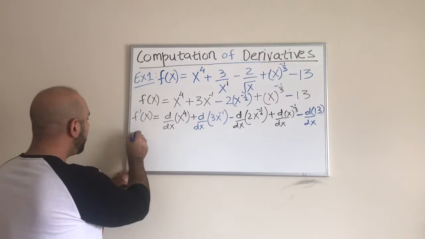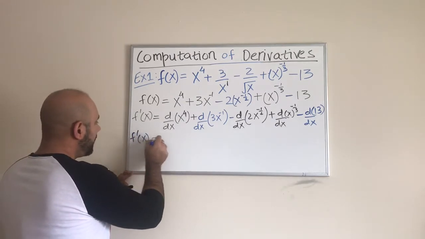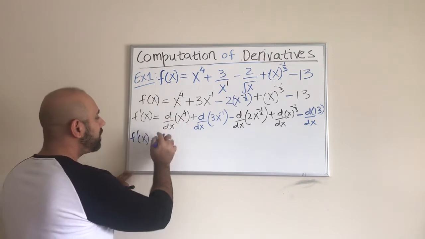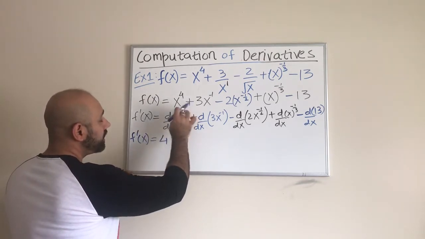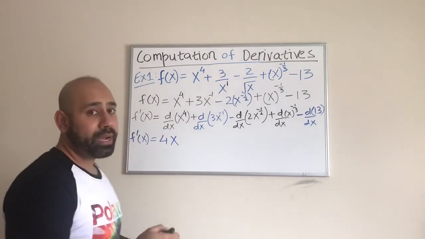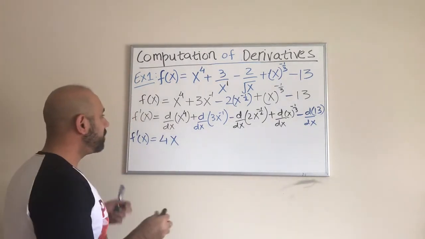Okay guys, moving on, f prime of x. We can directly use the power rule. Using the power rule, what happens? The exponent comes in the front as the coefficient, and then you have x to the power 4 minus 1, just using the simple power rule.